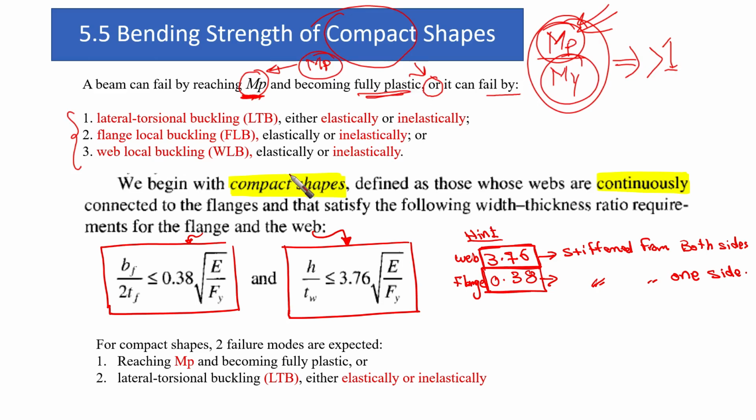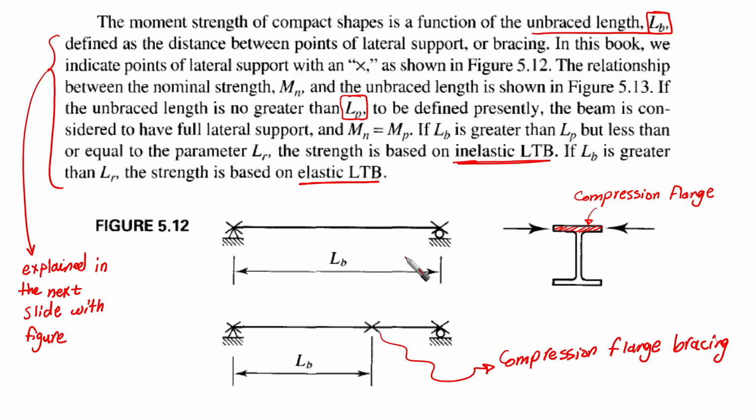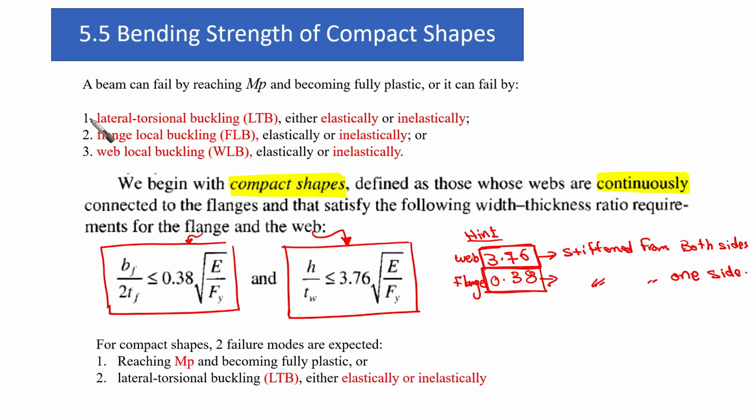Or it can fail by other types. I only want you to know the names now, and I'm going to fully explain them in a minute. Lateral torsional buckling, we call it LTB, either elastically or inelastically, or flange local buckling, elastically or inelastically, or web local buckling, elastically or inelastically.